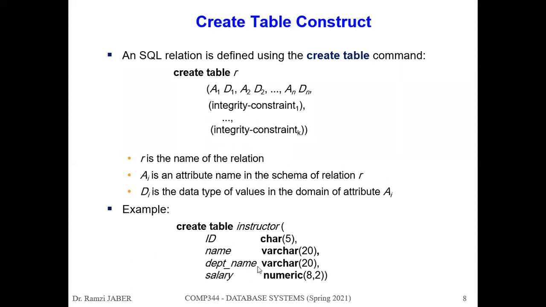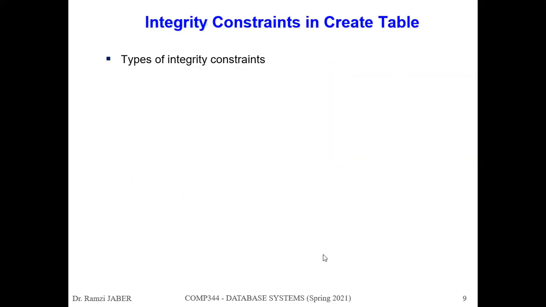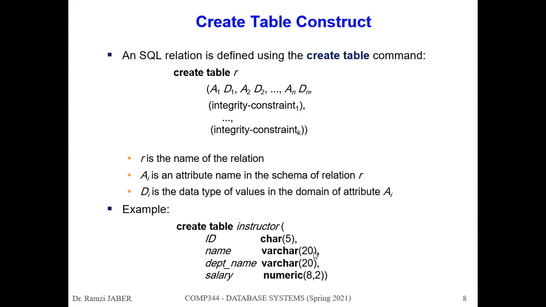Department name, space or tab, varchar 20 also, comma, salary, space, numeric 8,2. Here we have 6 digits for the quotient part and 2 digits for the decimal part. Okay, and comma. So, okay. Any question here?